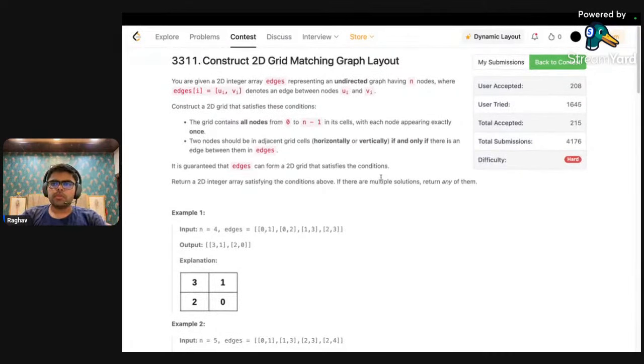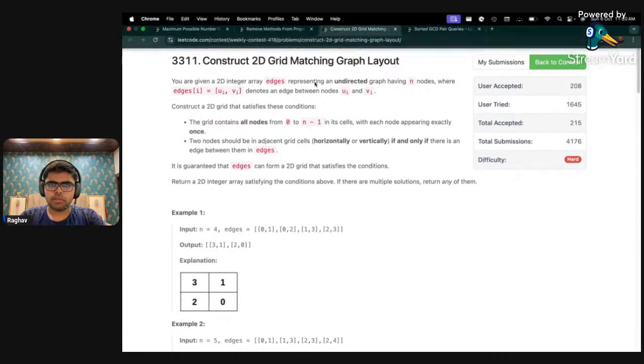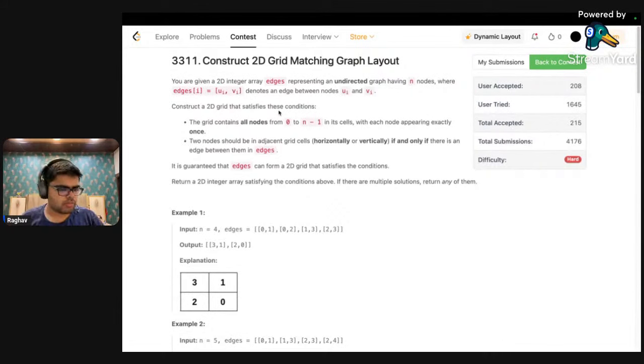The third problem had the least number of submissions. At the last moment, it got a lot of submissions, probably due to cheating. Nowadays, cheating is happening a lot. Otherwise, it had a lot fewer submissions. But actually, the problem is simple in comparison to the submissions it has.